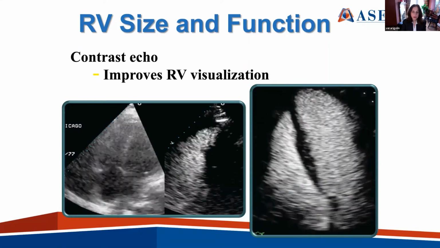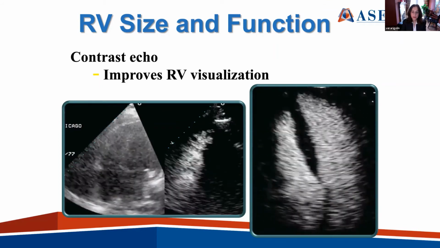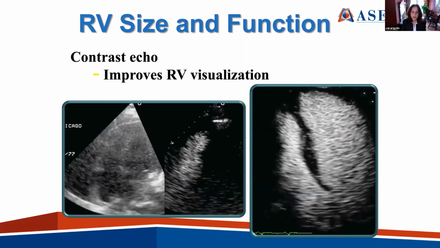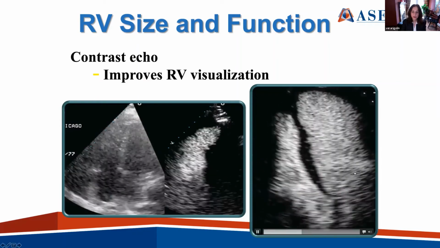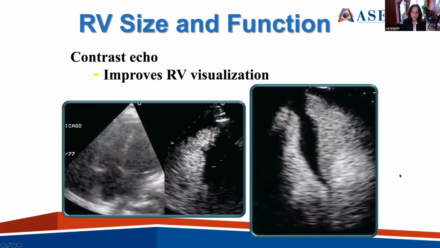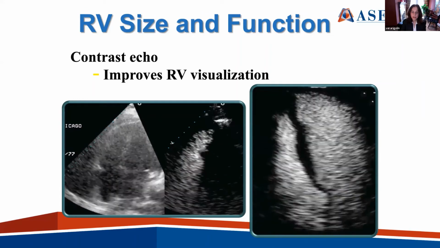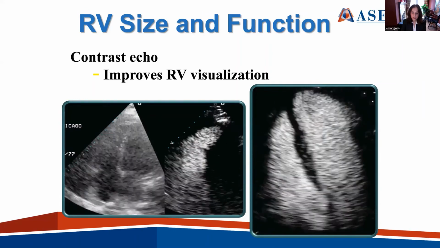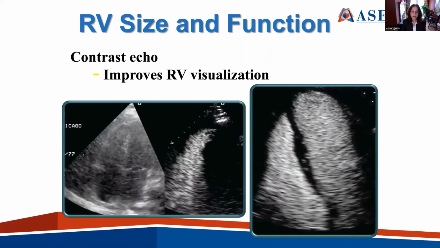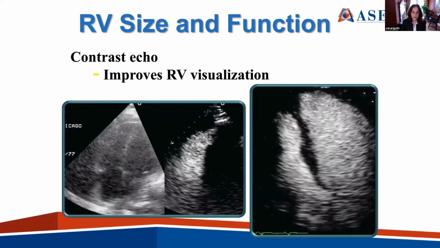Because the contrast persists for quite a while, you can shift your apical view into that RV focus view that brings the RV free wall into view, as shown in this example here, and gives us a better appreciation of the right ventricular function. So take advantage whenever you're giving contrast to evaluate your left ventricle. Get that extra RV focused view so that you can improve your RV assessment.